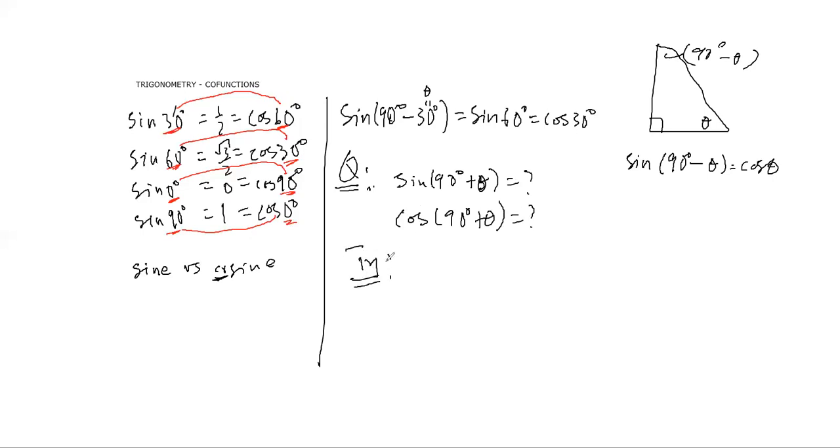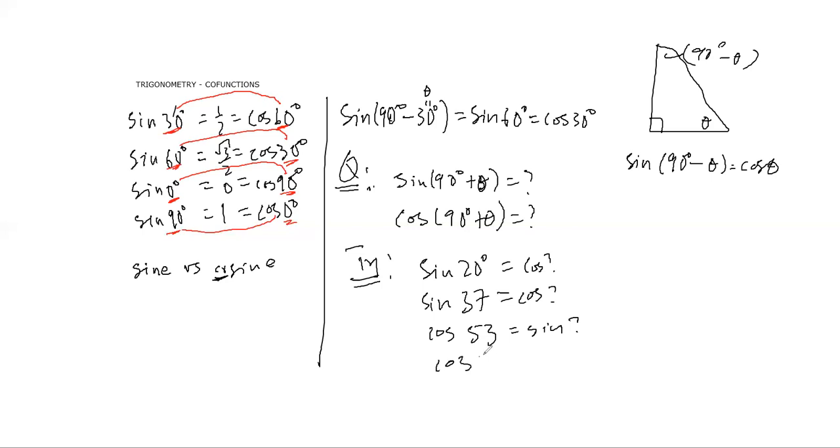So why not try the following problem before we get to the 90 plus theta reduction? What should sine 20 be equal to? It must be cos what? I want you to try and figure that out. Sine 37 will be cos what? Cos 53 will be sine what? And cos 71 will be sine what? Try and work on this to just get a feeling of how these two co-functions operate.